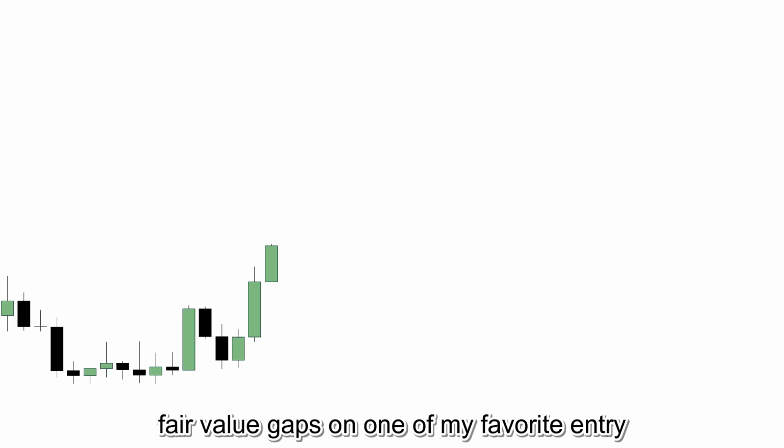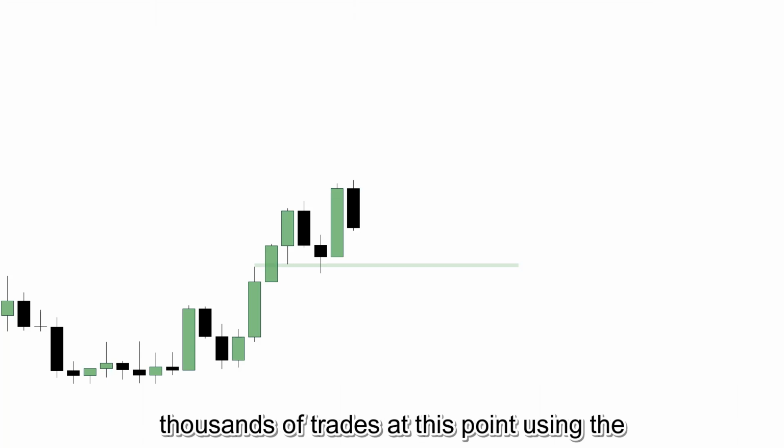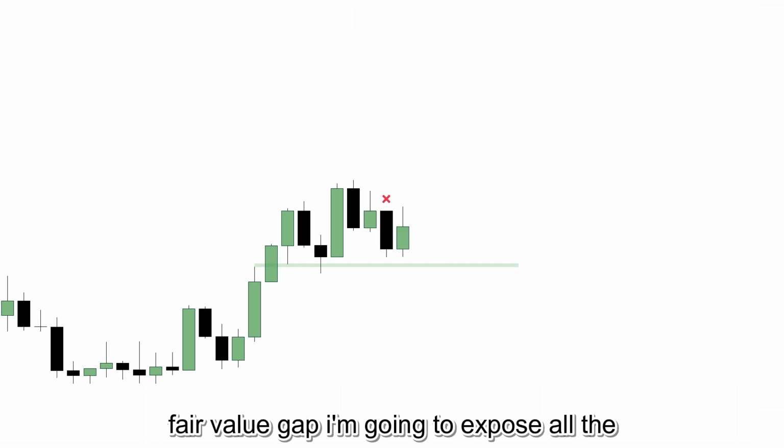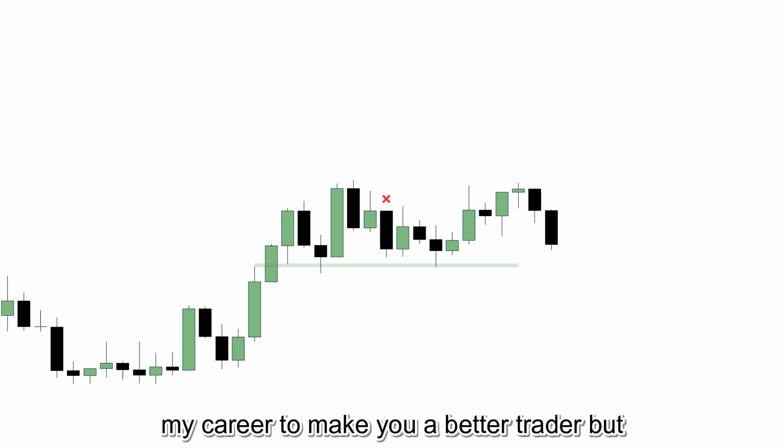Fair value gaps are one of my favorite entry models in trading, and after taking thousands of trades at this point using the fair value gap, I'm going to expose all the secrets and gems that I have learned over my career to make you a better trader.